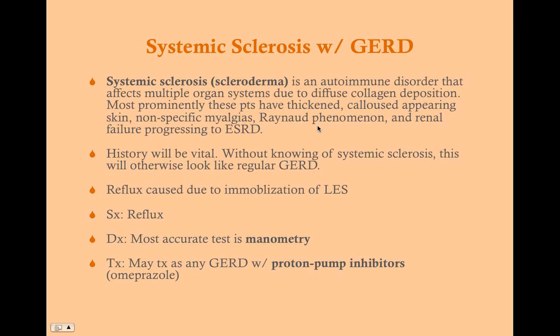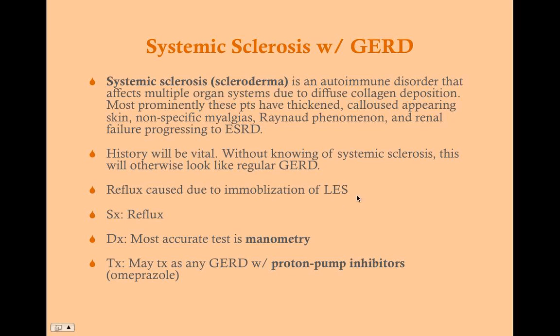We're not going to go completely into systemic sclerosis because that's not a GI disorder. But if you know that this is a patient with a history of systemic sclerosis, or they have these kinds of symptoms, then you should definitely be thinking that the GERD is being caused by their systemic sclerosis. And what's happening is that you're getting collagen deposition inside the muscle of the lower esophageal sphincter. And so because you get collagen deposition inside that muscle, it's not going to be able to move, it's not going to be able to relax or constrict as it should.